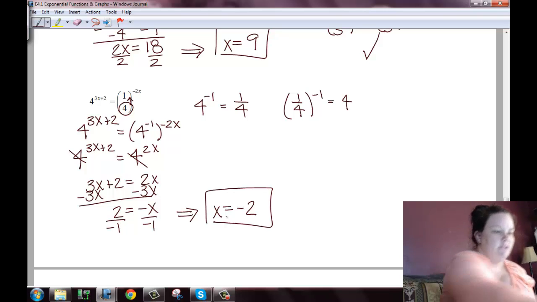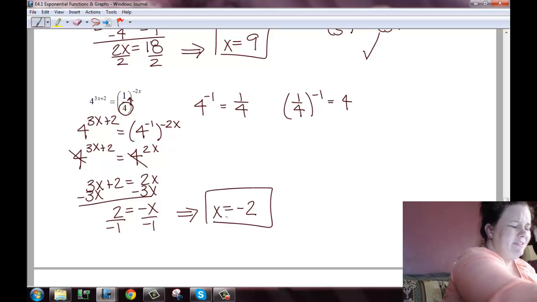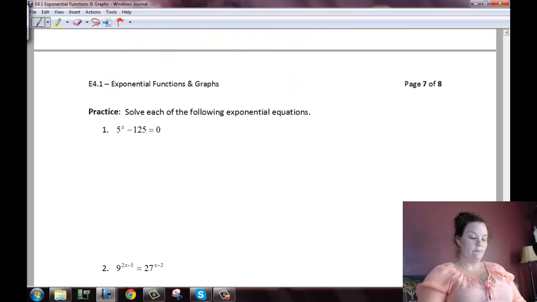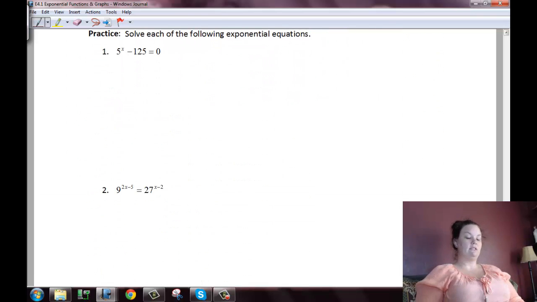So on the next page, let me make sure there's more. No. Okay, so on the next page, there's 3 for you to try. I'll give you a few minutes, and then we'll go over them.